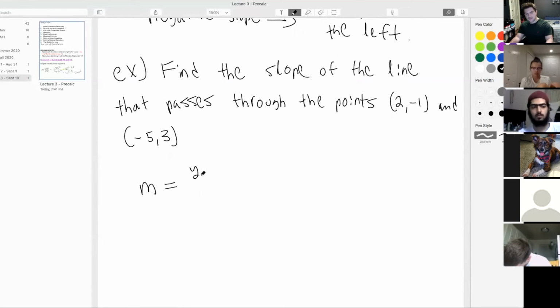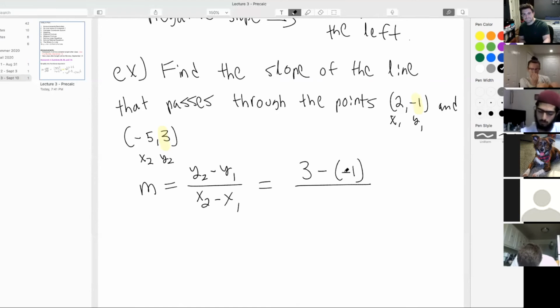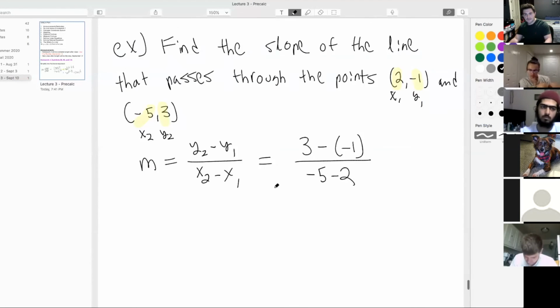So remember, m is equal to y2 minus y1 divided by x2 minus x1. Okay, so which one should we make x2 and y2? Well, let's just do this. We'll make that x2, that y2. We'll make this guy x1 and y1. So the numerator of this fraction ought to be 3 minus -1, y2 minus y1. And the denominator should be -5 minus 2. Very good.